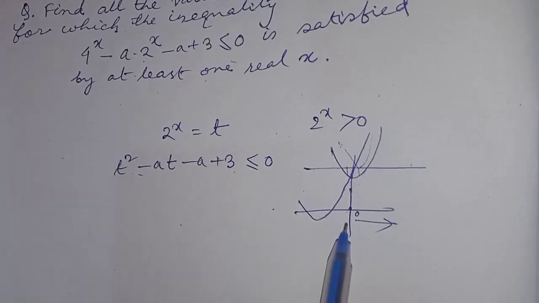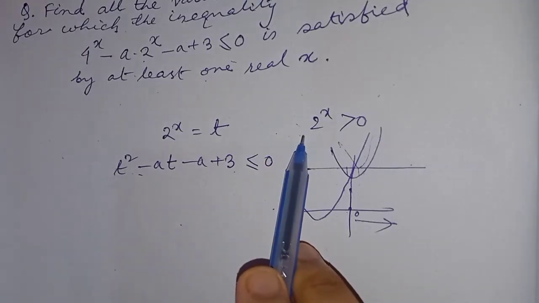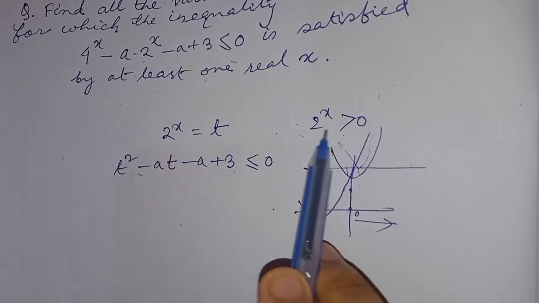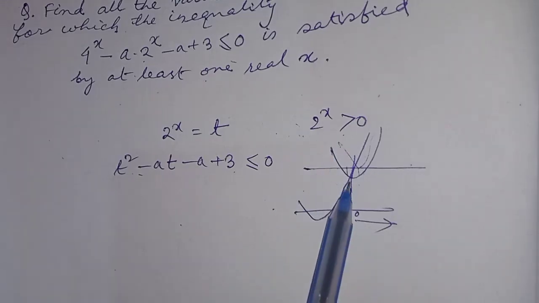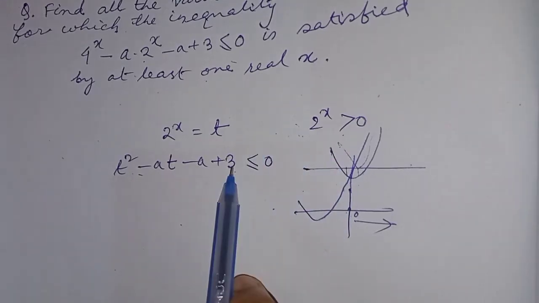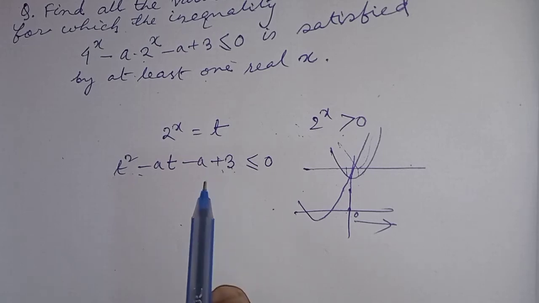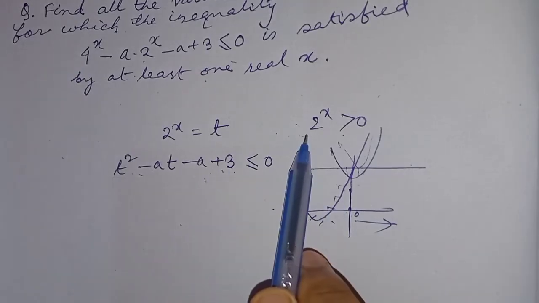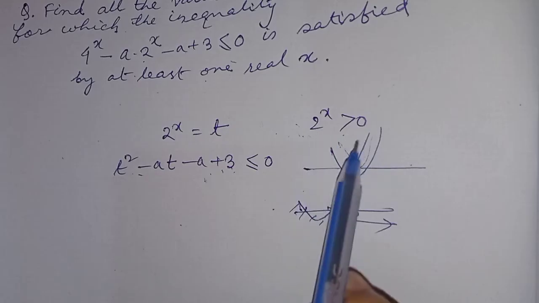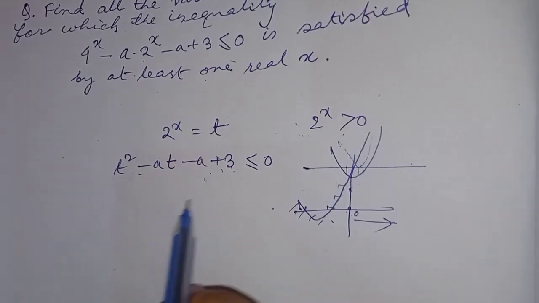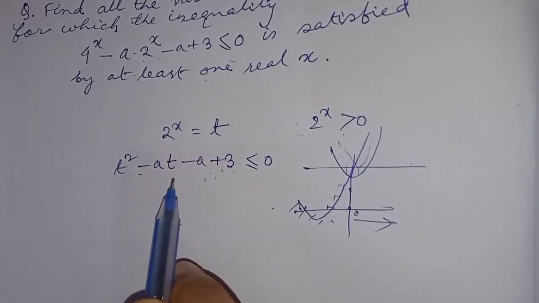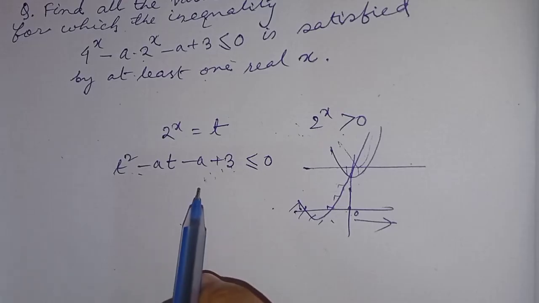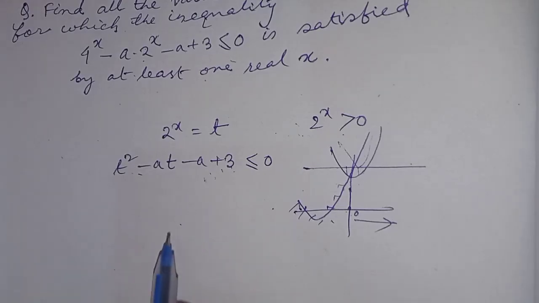We are not concerned about the region that is less than 0, because 2 to the power x is always greater than 0. It cannot achieve a value less than 0. So if this function assumes negative values in the interval less than 0, that is not of our concern, because that will not be included in the graph of this function when we are concerned only for t greater than 0. So this function must have real roots in the interval 0 to infinity.